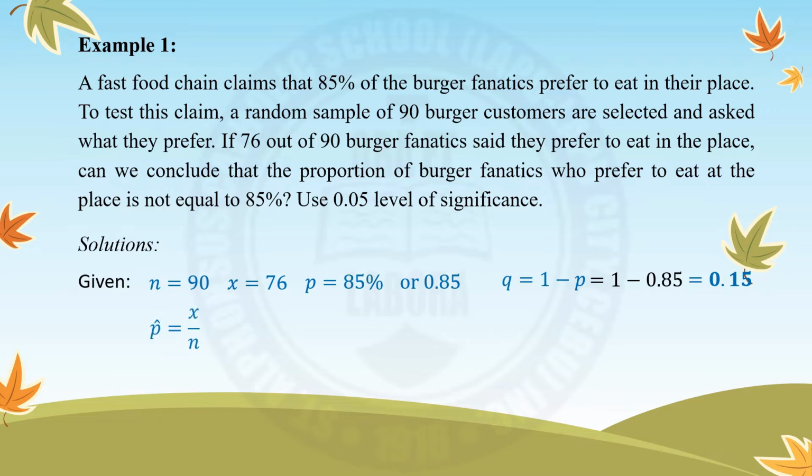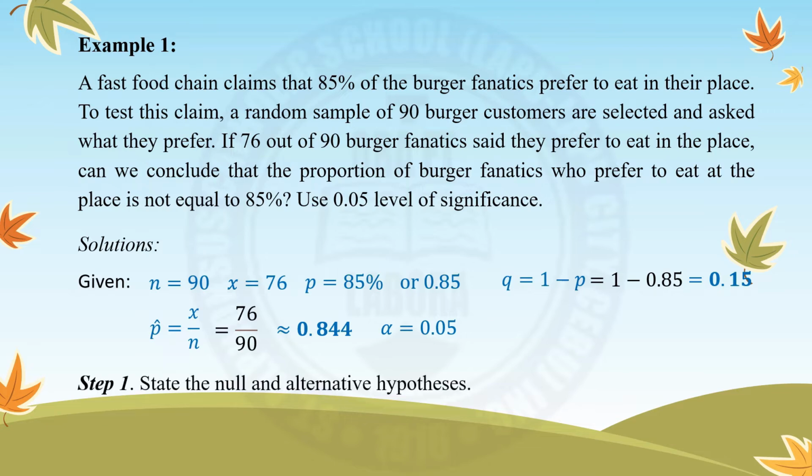The sample proportion is equal to x over n, or substitute their values, which is 76 over 90, and it is approximately equal to 0.844. And the alpha, or the level of significance, is equal to 0.05. Since we identified all the given values based on the situation, for step 1, we have to state the null and alternative hypothesis.